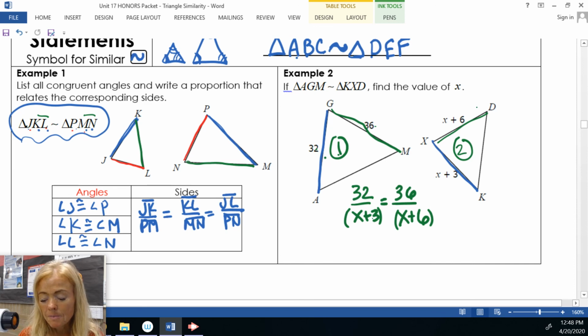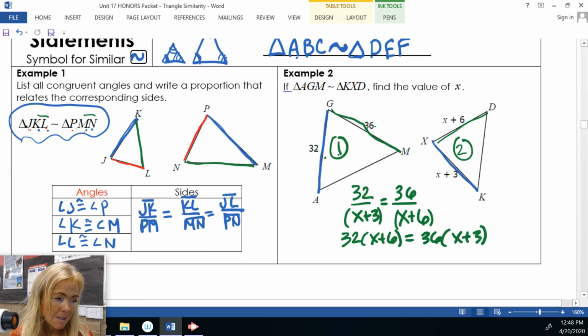All right, I'm just going to write this out really fast because I'm running out of time. I need to stop the video here in about 30 seconds. But you would cross multiply then: 32 times x plus 6 equals 36 times x plus 3. I'm going to stop the video, and then we are going to continue with the next video.